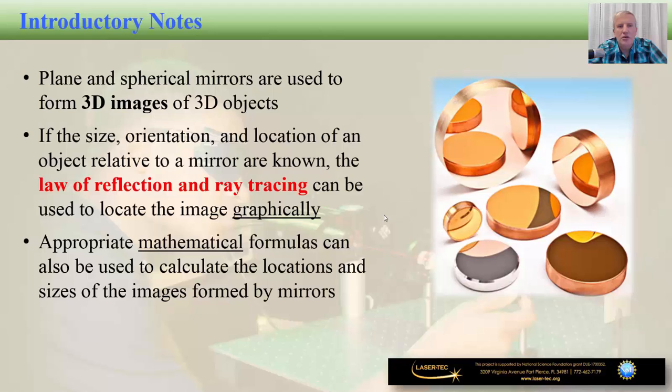We are going to be using the law of reflection. So the law of reflection is going to be at the core of the analysis that we are going to do with the mirrors. We are going to be using two different techniques, one being the geometrical ray tracing technique and the other being calculation based on the so-called mirror formula. So again, we will be able to locate the image in the mirror either graphically using the ray tracing technique or analytically using mathematical formulas that are going to enable us to determine the location and the size of the images produced by a mirror.